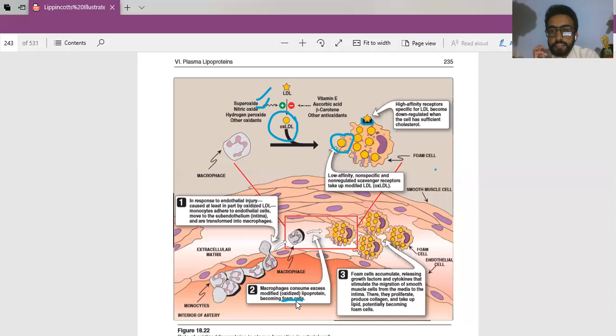When these cells come to that place, they then start accumulating on that place in the cells of the blood vessels. So in this way, basically these foam cells and this debris which is being accumulated on that particular place basically leads to the formation of atherosclerotic plaque.